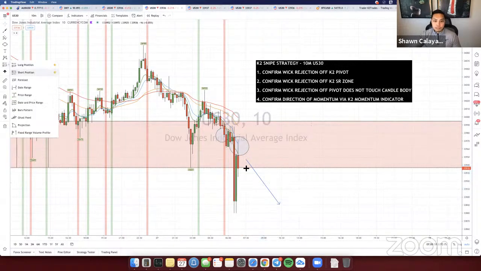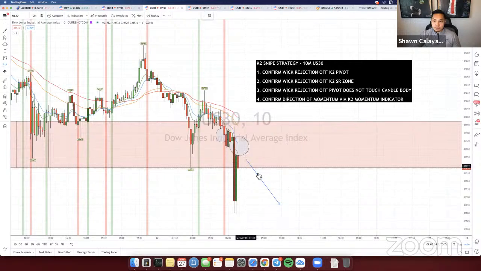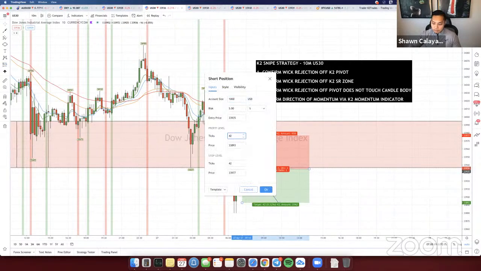So I'm not going to take this trade. I'm just going to mark it up. Keep that in mind, guys. I'm not taking this trade, right? Just so you guys know, because a lot of you guys enter trades and don't understand what we're doing.